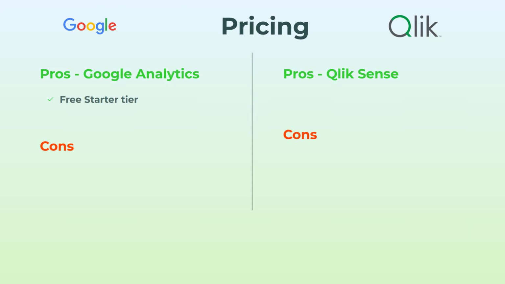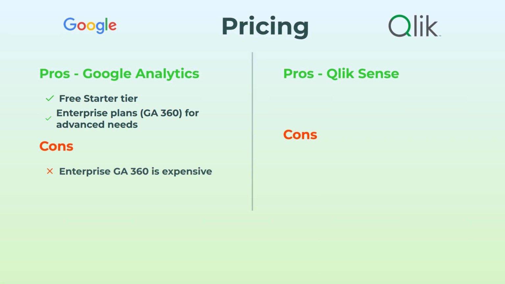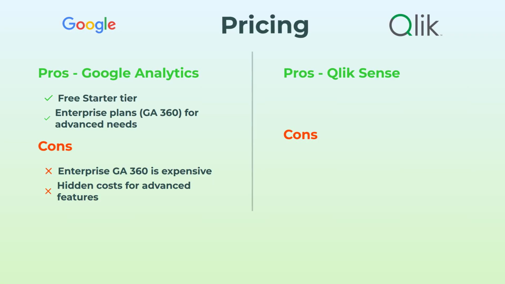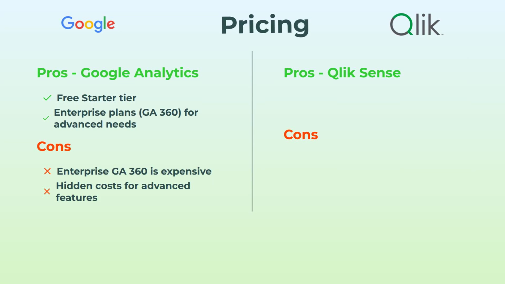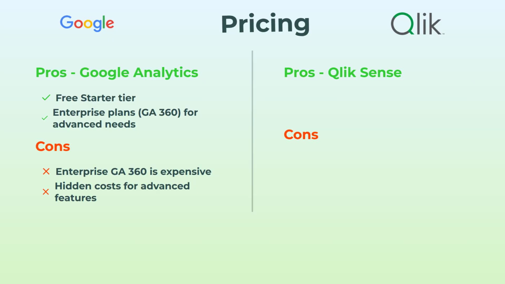Let's talk money. Pricing. Google Analytics is famous for having a free starter tier, which is honestly huge if you just want standard analytics. Even their enterprise plan, GA360, is available, but yeah, it's pricey. There are sometimes hidden costs too if you need those advanced features.